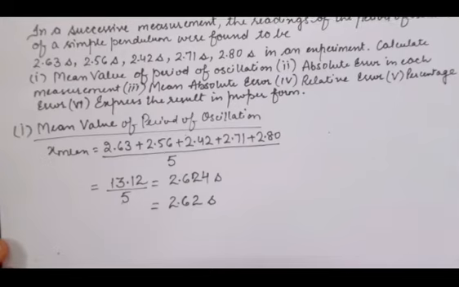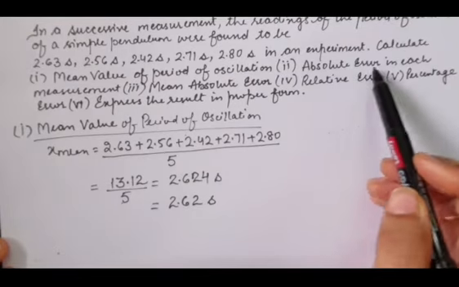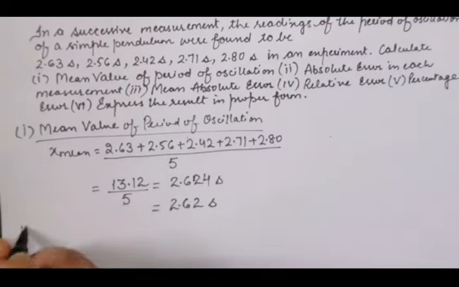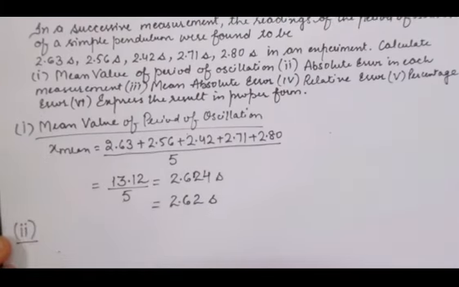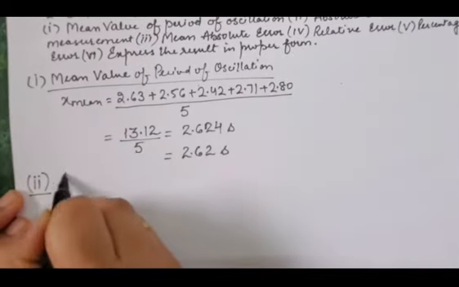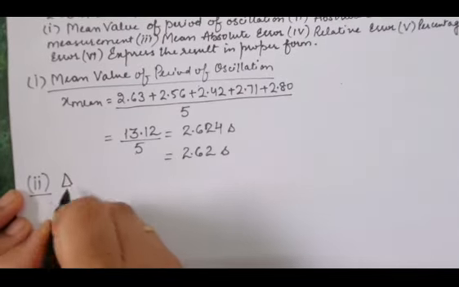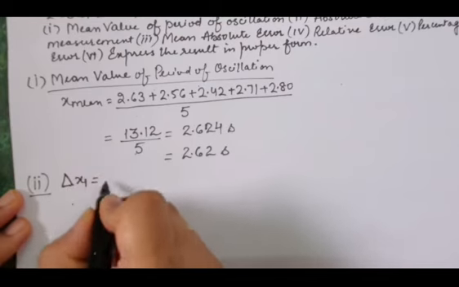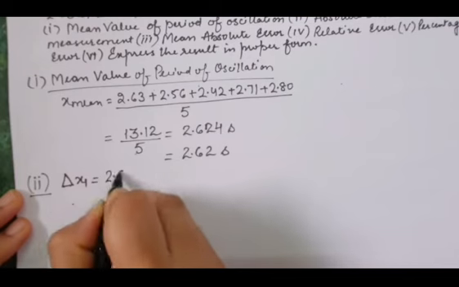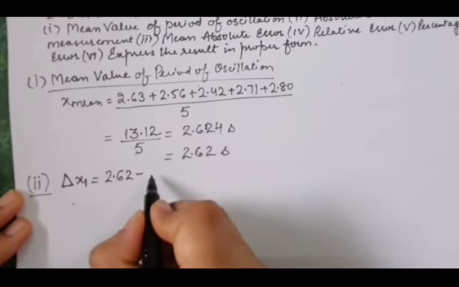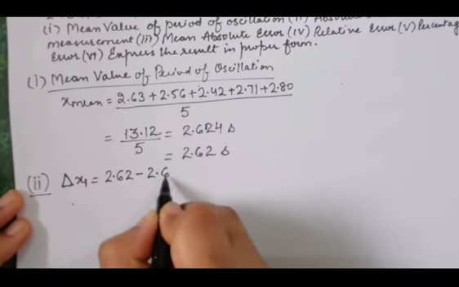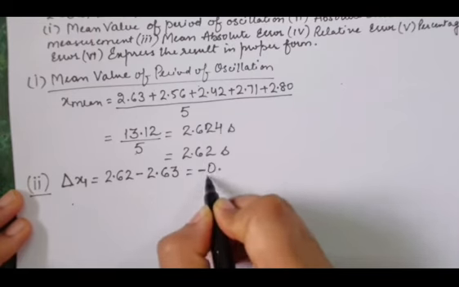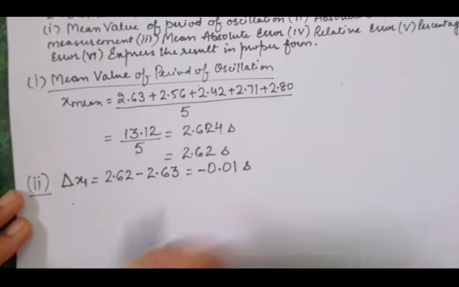Now let's do the second part, absolute error in each measurement. Let us calculate the absolute error in each measurement. We'll denote the absolute error with this sign delta. The absolute error in the first reading is the true value, 2.62, minus the measured value. The measured value is 2.63, so the absolute error in the first reading is minus 0.01 seconds.